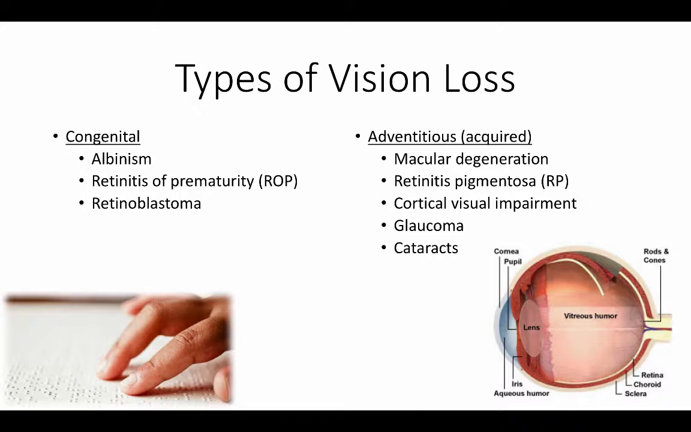So there's nothing actually wrong with the eye in this type of vision loss. It's specifically related to the optic nerve sending signals to the brain. And so a child with CVI might have a normal eye exam and the eye looks good, but then they have really weird visual behaviors.